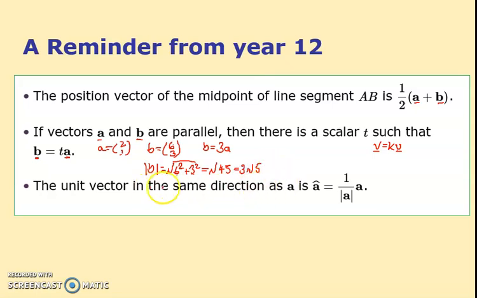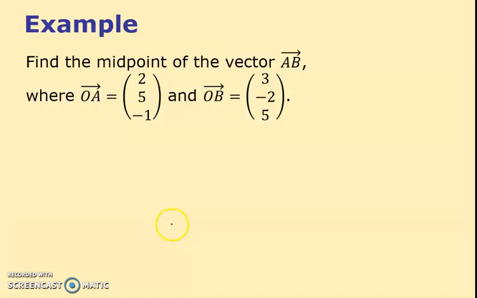Now, when you do this, if I want to write b as b hat, all I do is 1 divided by root 45, I think I prefer it, you can type into your calculator to get a better answer, times the original vector. What was it? It was (6, 3). Or (2, 1) for the a. And that's it. That's all you do. You just divide by the length of the original vector.